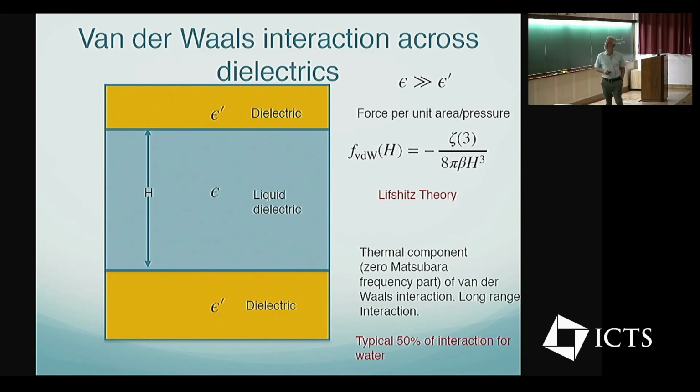If you look in this particular limit, Van der Waals forces have a classical component and a quantum component. The classical component, which is the zero frequency Matsubara part, decays like 1 over h cubed, where h is the separation here, and it has some prefactor. Beta is 1 over kBT, so it's a thermal effect, proportional to kBT. You can compute this using what's called the Lifshitz theory. There are quantum parts as well, which come from the non-zero Matsubara frequencies. But in water, for instance, this thermal component is typically 50%.